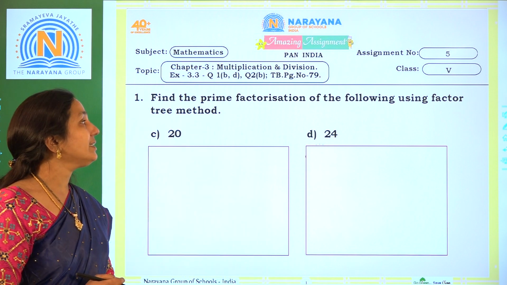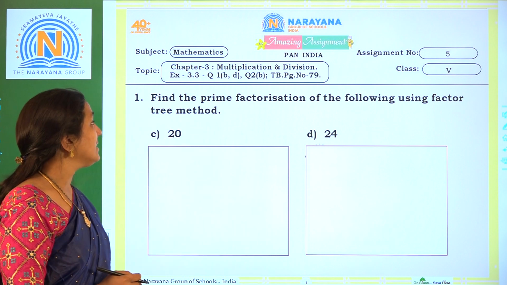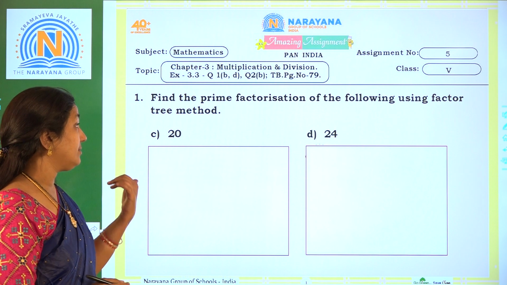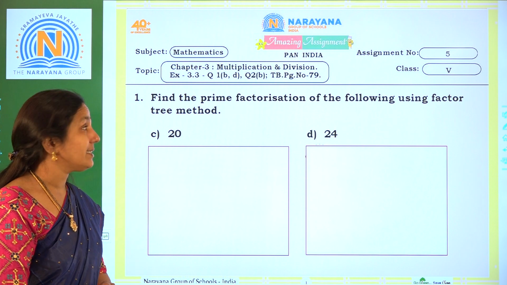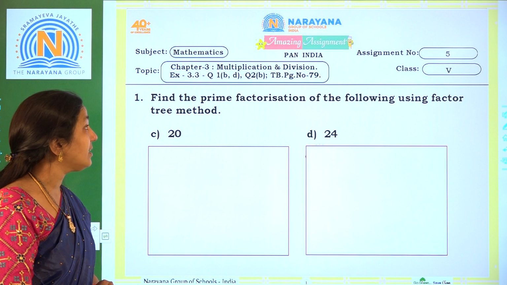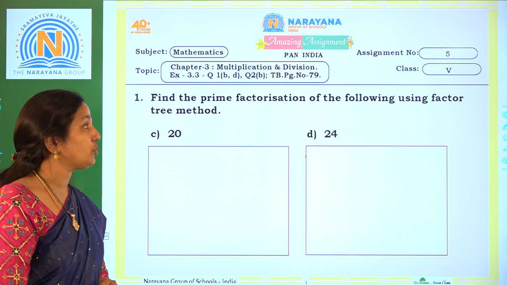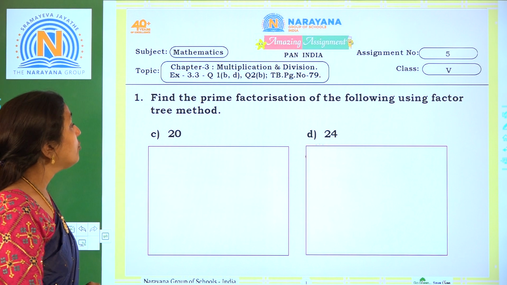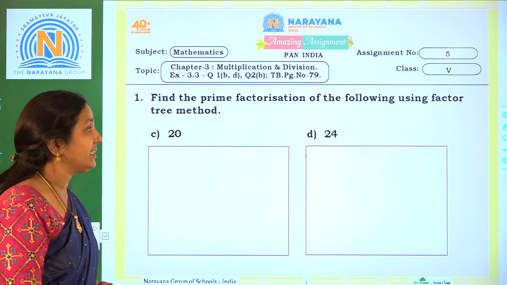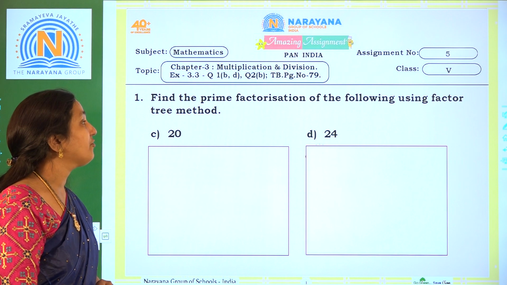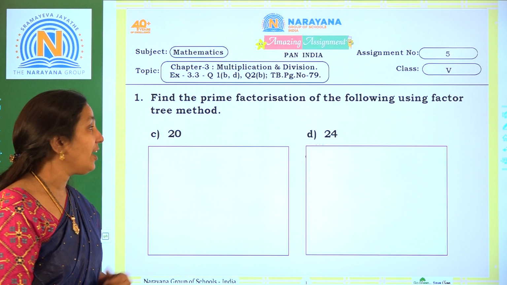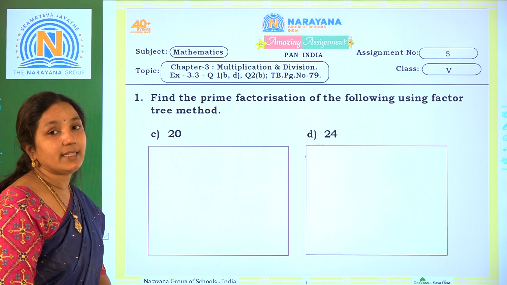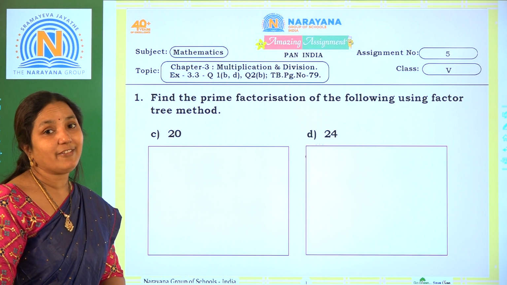Today our assignment is Chapter 3, Playing with Numbers. From that, you can refer to textbook page number 79, exercise 3.3, questions 1 (b) and (d), and 2 (b). First one: find the prime factorization of the following using the factor tree method. So we have to find the prime factorization of the given numbers using which method?